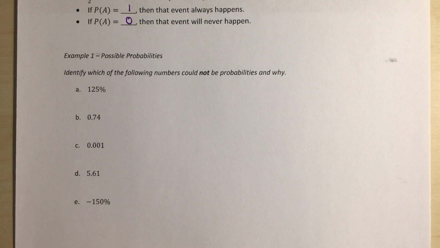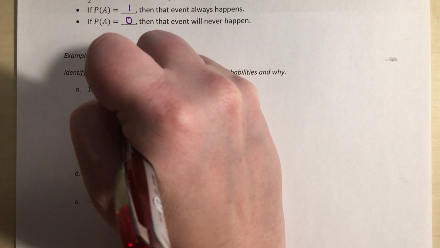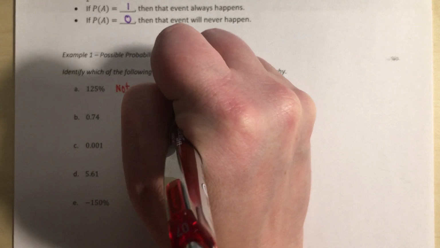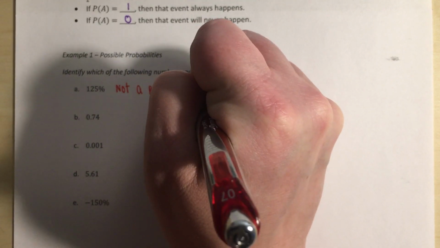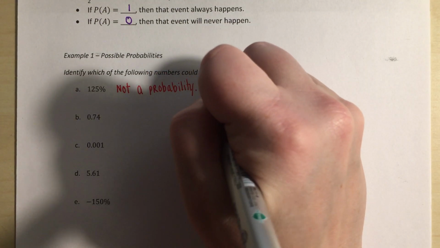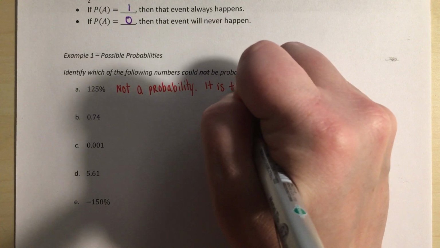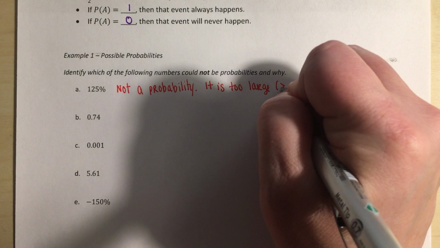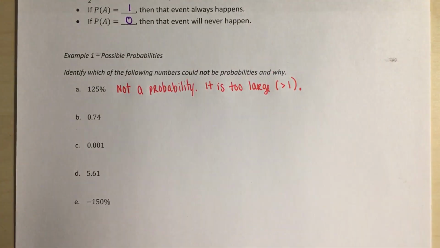All right, so in this example at the bottom, we're going to use our first probability rule to look at possible probabilities. Identify which of the following numbers could not be probabilities and why. 125% is not a probability. It is a perfectly good percent, but it is not a probability. It is too large. It is greater than 1, greater than 100%.